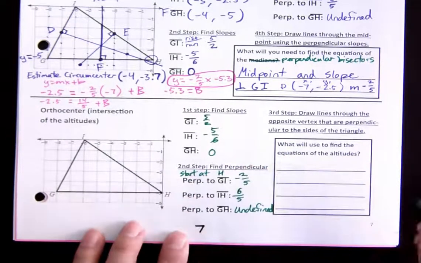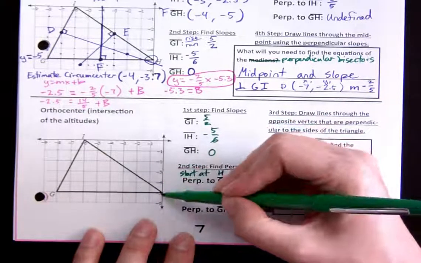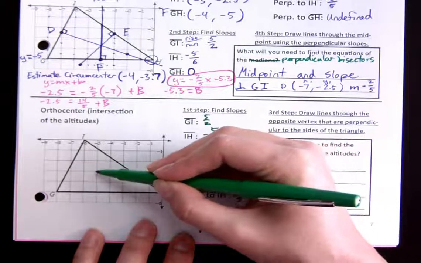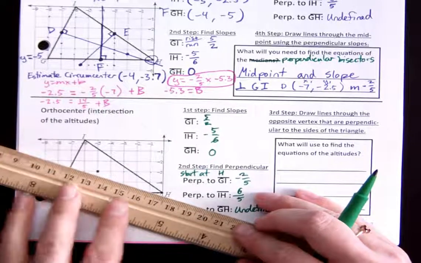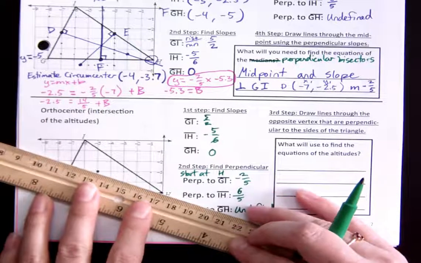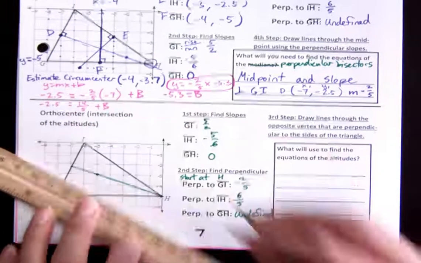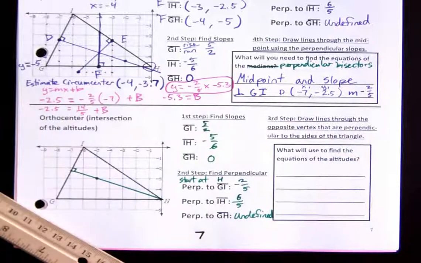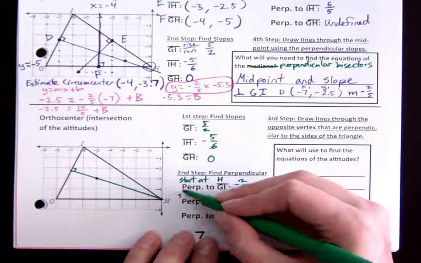So I'm going to start at H, and I'm going to, from H, count out my negative 2/5 slope. So I'm going to go up 2 and backwards 5. And that lands me a solid point that I can then graph between H and that point that I counted out. And I check, it does look perpendicular. All right, where do I start? What's opposite to IH?